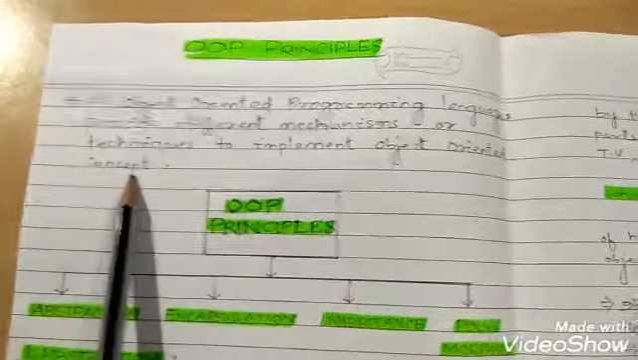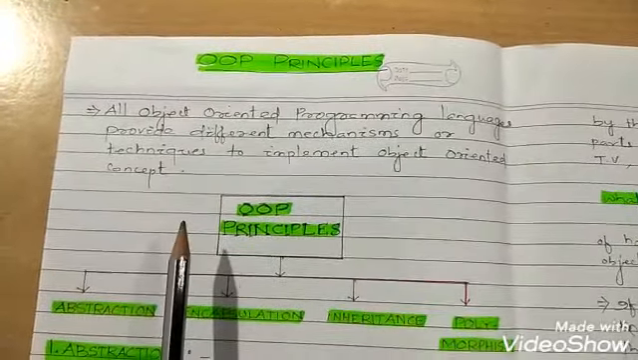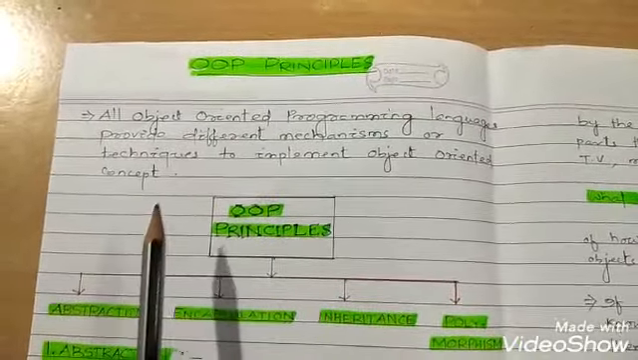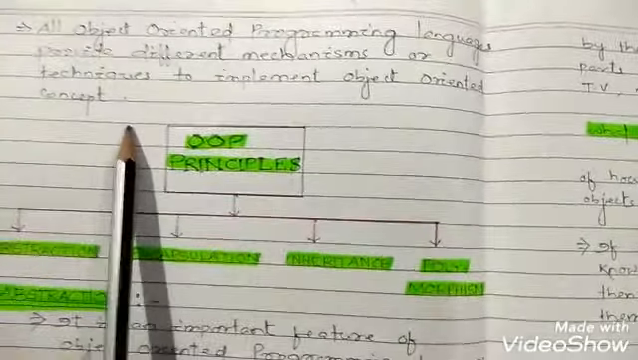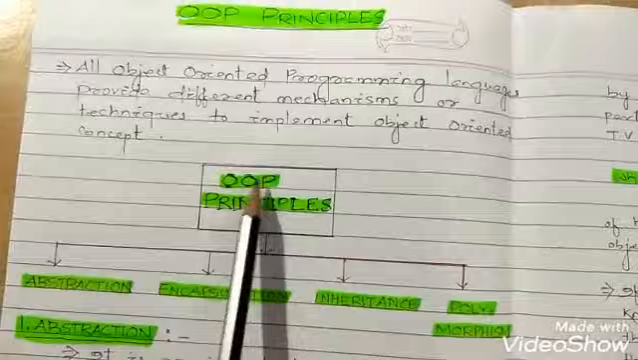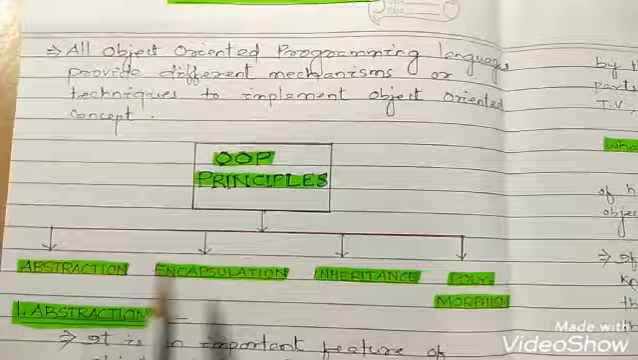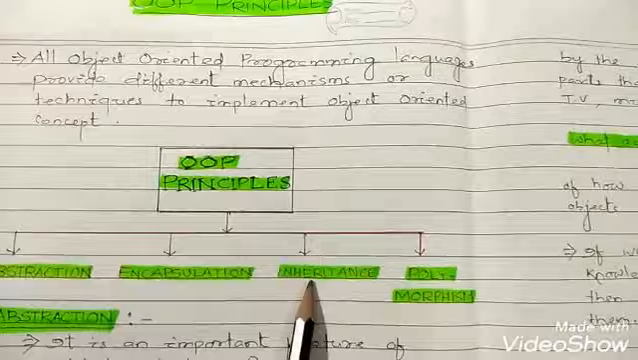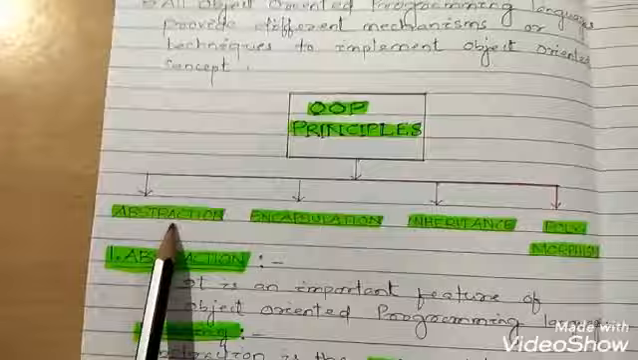So almost all the object-oriented programming languages will provide you different mechanisms or techniques. Why? In order to implement the object-oriented concept. Okay, so today we are going to learn about these OOP principles. There are four OOP principles. One is abstraction, another is encapsulation, next one is inheritance, then the fourth one is polymorphism. So today we will be learning only about abstraction.